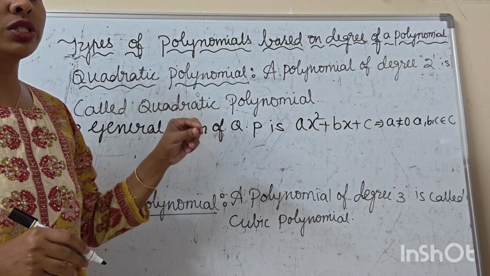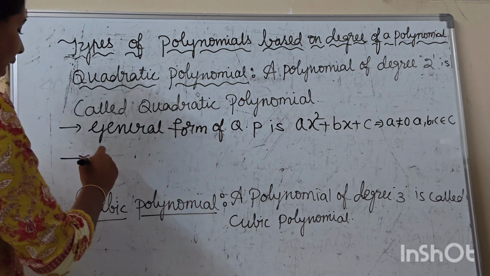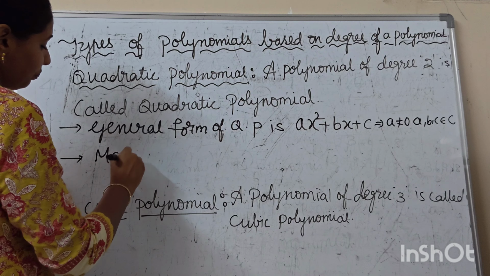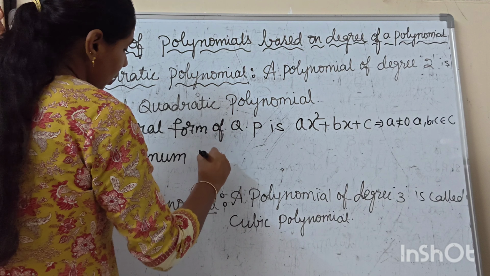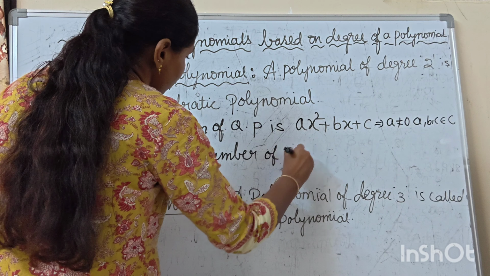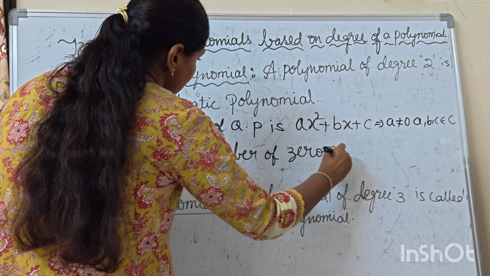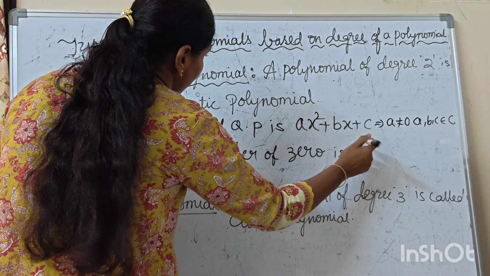The maximum number of zeros depends on the greatest degree. So the maximum number of zeros is 2 for a quadratic polynomial.